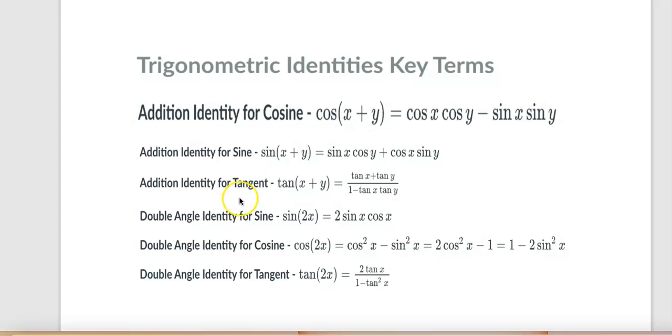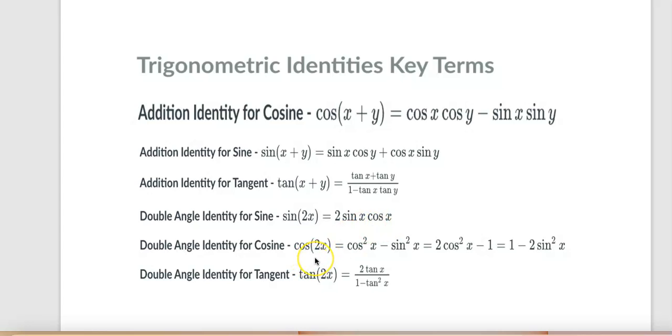Our next identity is for tangent. This is also known as addition identity for tangent. Tangent x plus y is equal to tangent x plus tangent y divided by 1 minus tangent x tangent y. Next we have double angle identity for sine. So when we say double angle, it means it's like 2x. So sine 2x is equal to 2 sine x cosine x.